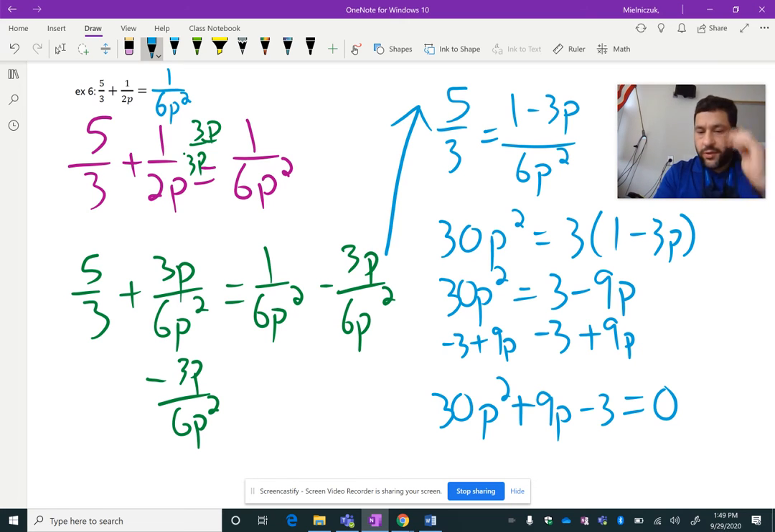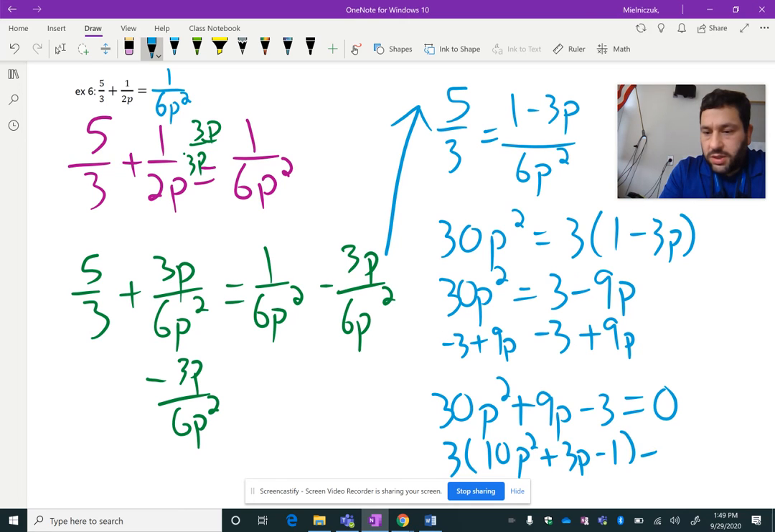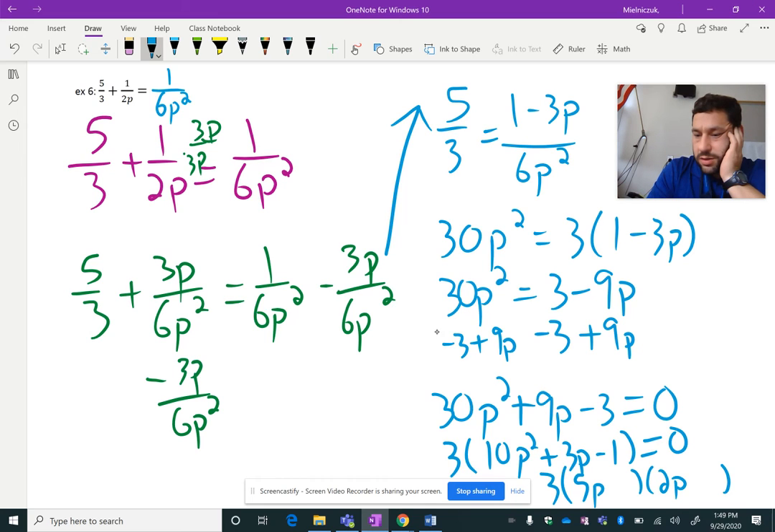Okay, well, they all have a 3 in common, so I can take that out, leaving me with 10p squared plus 3p minus 1 equals 0. And can I go any further with this one? Let's see. How do I multiply to -1 but add to 3 here? I could do something probably with 2 and 5. So this will simplify to 3, a 5p, a 2p.